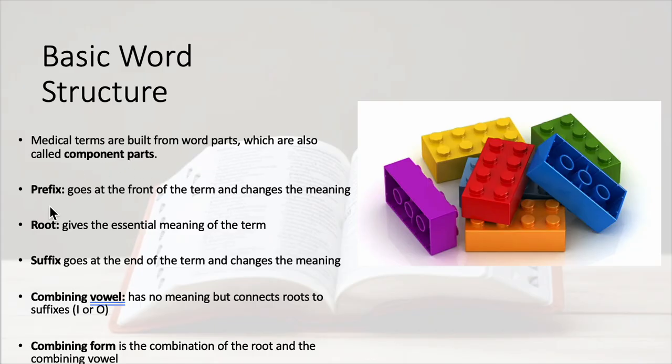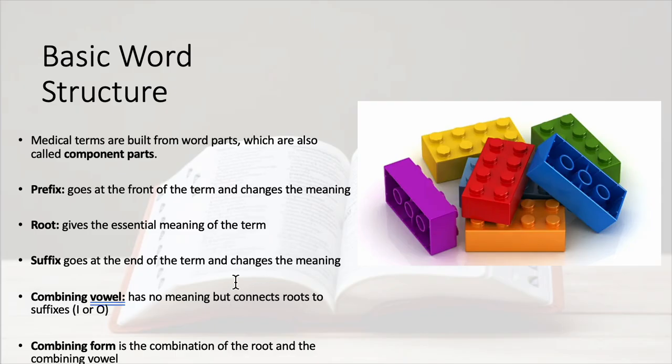And we've discussed the different types of word parts. We have the prefix. The prefix goes at the front of the term and changes the meaning of the term. For example, if the prefix is endo, meaning within, that would change the meaning from if the prefix was peri, which means surrounding. So it provides that context and changes the meaning. So for example, endocardium refers to the within or inner lining of the heart versus the pericardium surrounds the heart. The root gives the essential meaning of the term. So in the example that I just gave, cardi would be the root, referring to the heart.